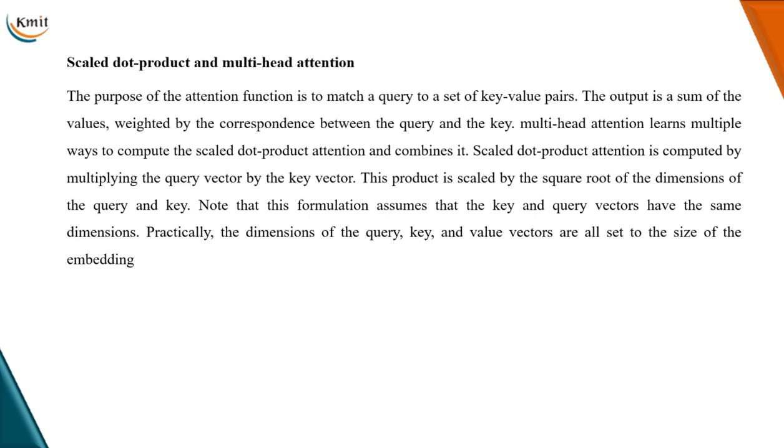Basically, the scaled dot product attention is computed by multiplying the query vector by the key vector. This product is scaled by the square root of the dimensions of the query and the key. Using this formulation, we can compute the key and query vectors which will have the same dimensions. Practically speaking, the dimensions of the query, key and value vectors are all set to the size of the embedding. We generally call this D model.